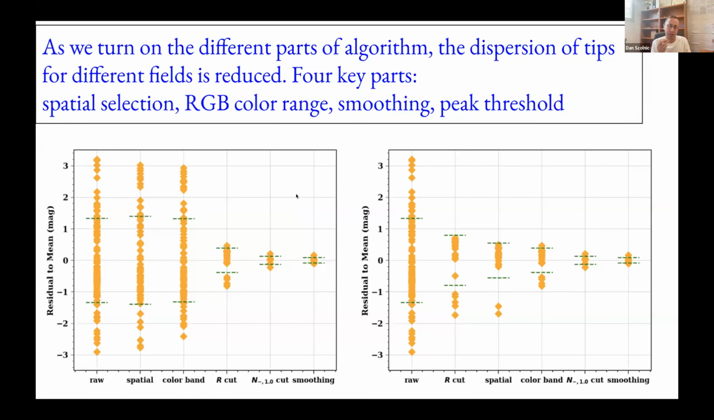This is showing, as we turn on different knobs, we do this kind of spatial selection. You do that color band that I was showing, and you can see how strong this R cut does. So if you say the contrast has to be so high, then you can really improve the precision of your measurement significantly.